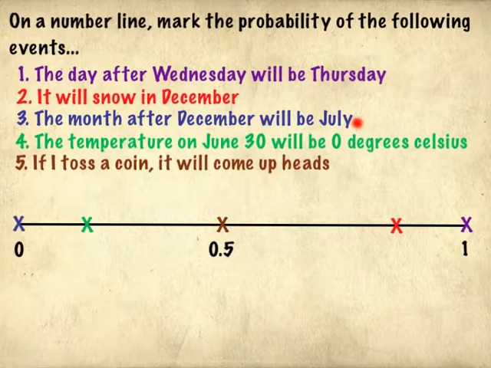The month after December will be July. We've marked as 0. That's impossible. We do not have July following December. The temperature on June 30 will be 0 degrees Celsius. Again, it's not totally impossible, but it's very unlikely, so we mark it quite low, close to 0. Not at 0, but close. And if I toss a coin, it will come up heads. That is a 50-50 chance, so that goes at 0.5, which is exactly halfway between 0 and 1.